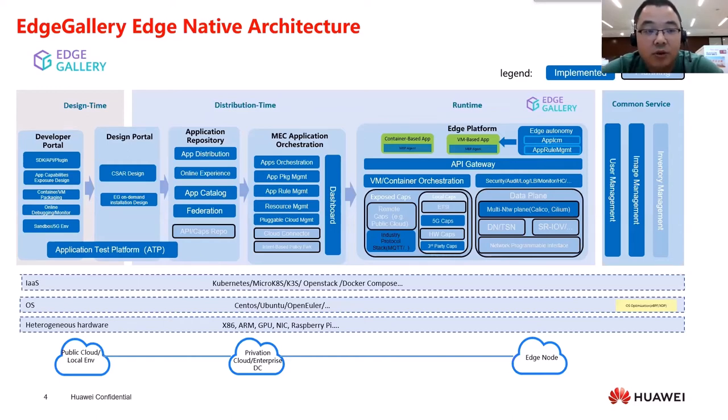So design time, as we said before, has the developer portal that provides the developer toolchain for application developers, so they can use the SDK, API or plugin to use the 5G capabilities. We also have the capabilities exposure design that the application developer can use. We also support container and virtual machine packaging. We support both OpenStack and Kubernetes. We also have the online debugger and monitoring, which we call the sandbox. With the sandbox, we can include different capabilities such as 5G or hardware capabilities like GPU and CPU.